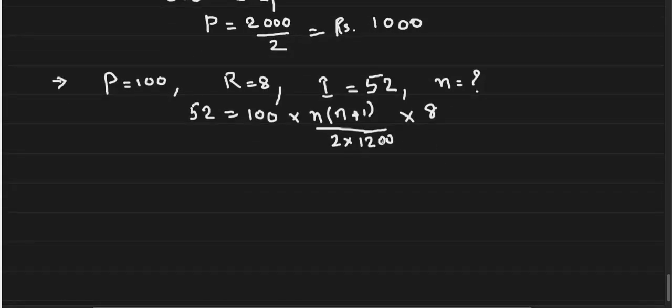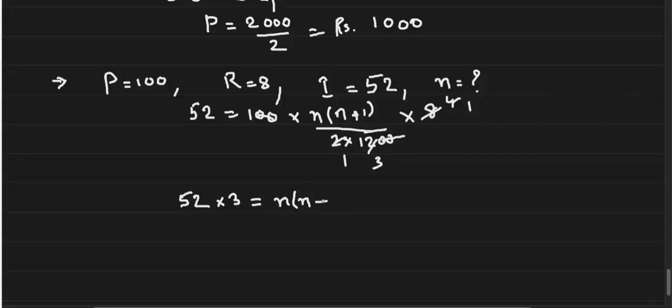So here these two zeros will be gone. 2 ones are 2, 2 fours are 8, 4 ones are 4, 4 threes are 12. This is gone. What is remaining here? 52, 3 will come up, equal to N into N plus 1 remaining on the right side. So N into N plus 1 is equal to 52 into 3, which is 156.